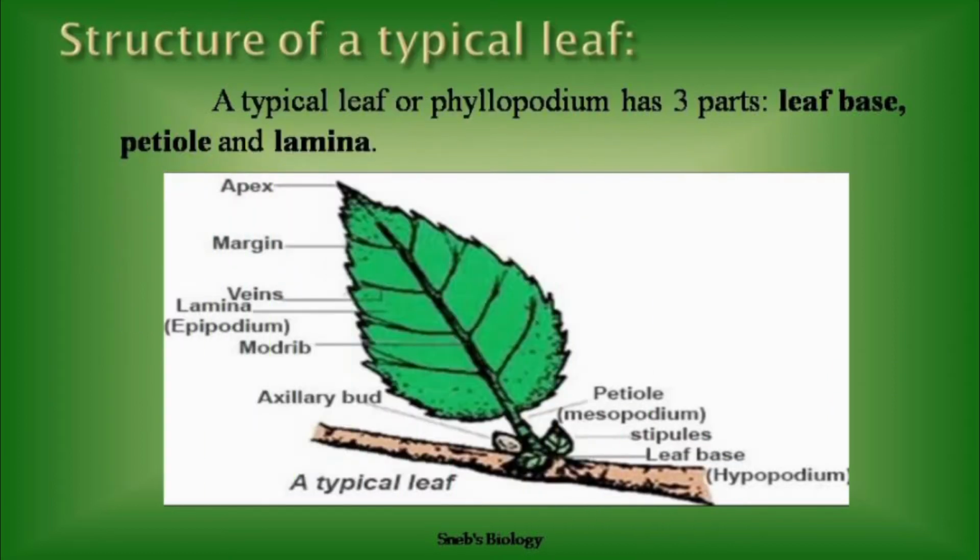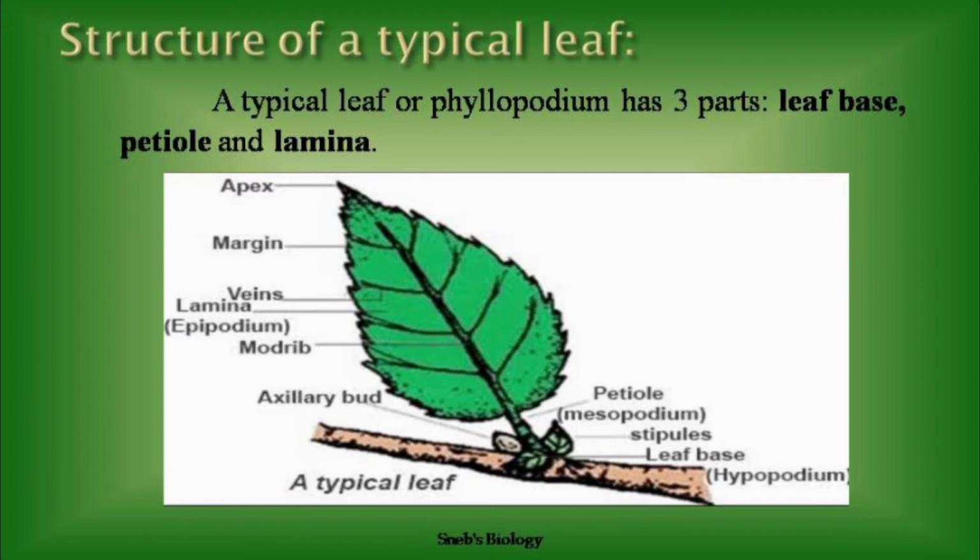Next comes the structure of the leaf. A typical foliage leaf consists of three distinct parts: leaf base, petiole and lamina. On the stem we find nodes and internodes. From the node arises a leaf. The basal part, which is attached to the node, is known as the leaf base, or in technical terms, the hypopodium. This lower part also has two tiny structures which protect the leaf bud, known as stipules.